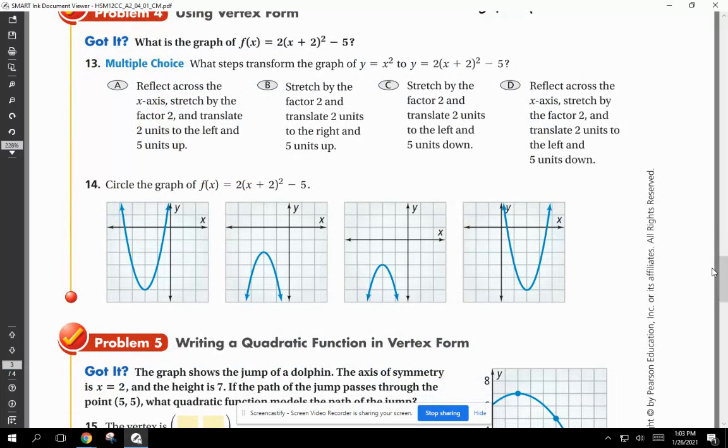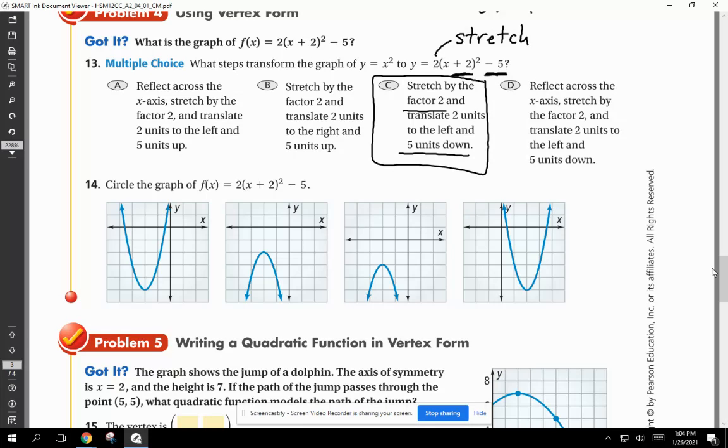Okay, number 13. Multiple choice. What steps transform the graph of y equals x squared to y equals 2 quantity x plus 2 squared minus 5? And the only one it could be is C, because you stretch it by a factor of 2. Remember, this is your stretch. So that's correct. 2 units to the left, right there, then 5 units down. That's 5 units down. So that's the correct answer.